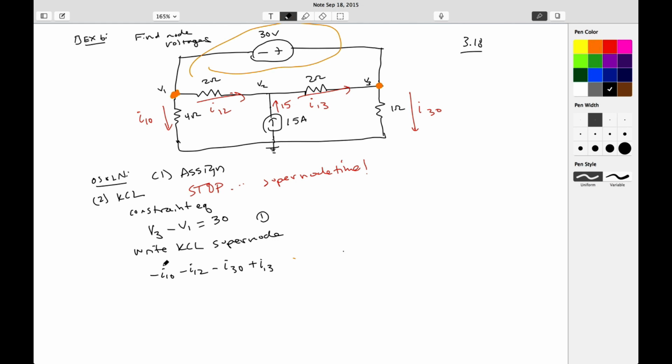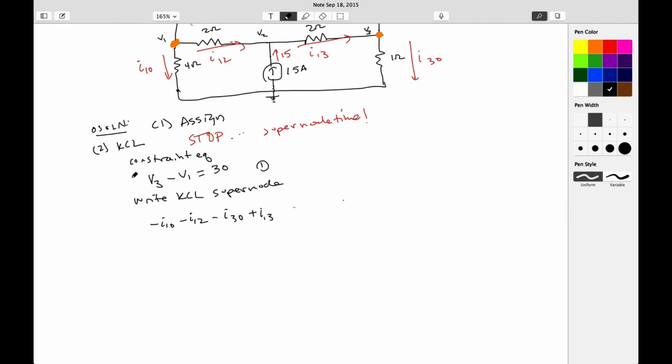Next up, we just need to use Ohm's law to write this in terms of the node voltages. So here we would get minus (V1 minus 0) over 4, minus (V1 minus V2) over 2, minus (V3 minus 0) over, sorry, over 8. I guess I drew this incorrectly when I drew it. Over 8. And plus (V2 minus V3) over 2, which is the resistor between them, and set this equal to 0.